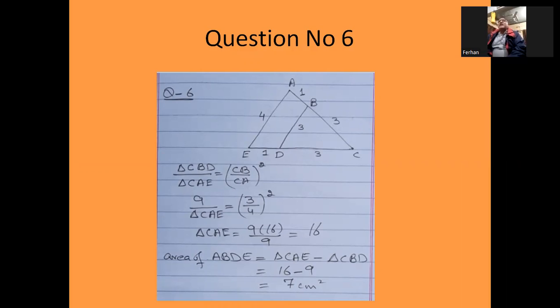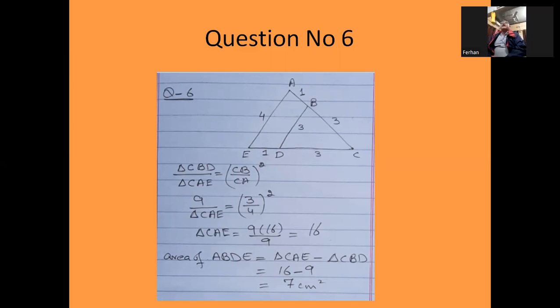So the area of the CBD is 9, and divided by the area of the CAE equals 3 by 4 whole square. So you get 9 by 16. And when you cross multiply it, the area of the triangle CAE will be equal to 9 multiplied by 16 divided by 9. So the answer will be 16 centimeter, centimeter square, I mean.